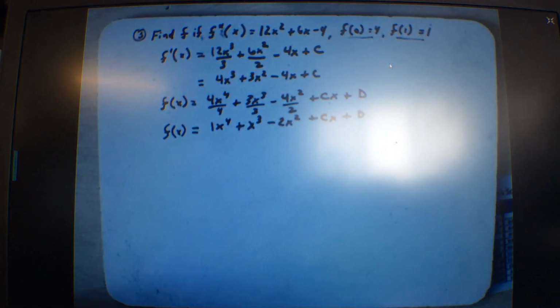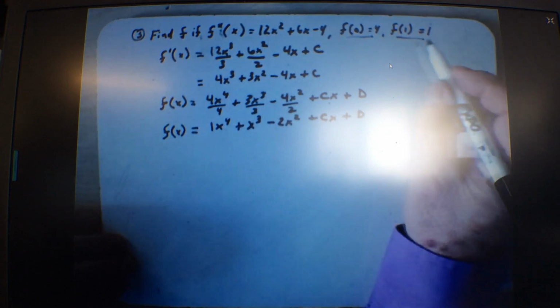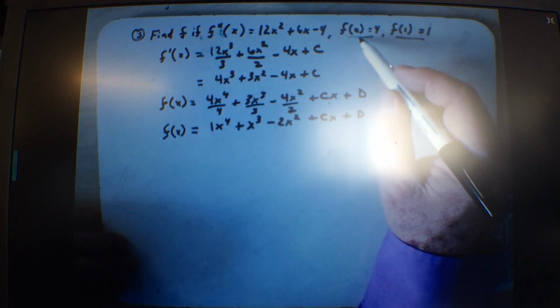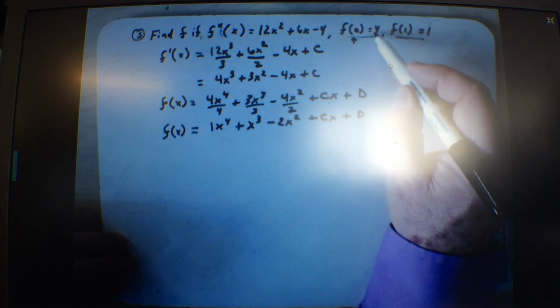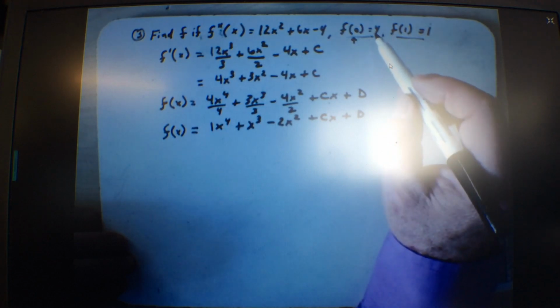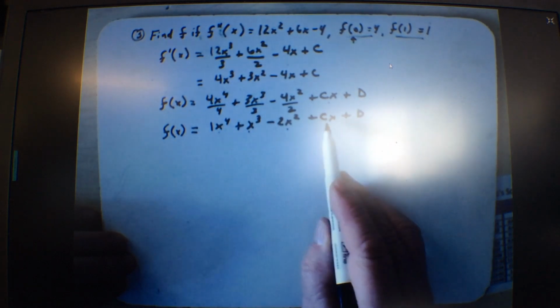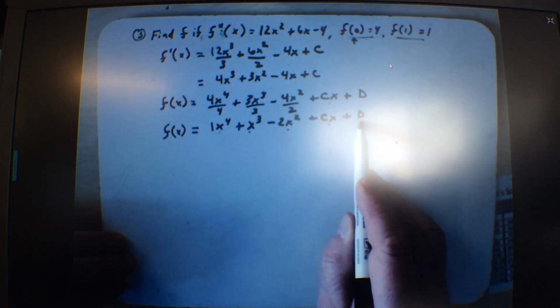Does that make sense to you? Okay, so we want to find out what c and d are. Let's go up here, and the first thing I notice is that f of 0 is 4. So if I put 0 in for all the x's, I get 4. It's very crucial that you put this one in first. Why? Because this goes to 0, this goes to 0, this goes to 0, and I have d left. And then I can solve for d.